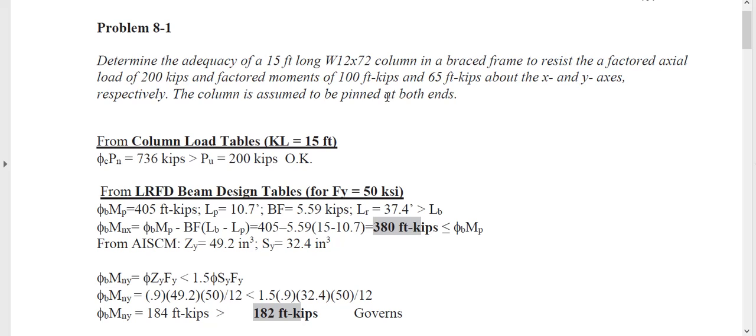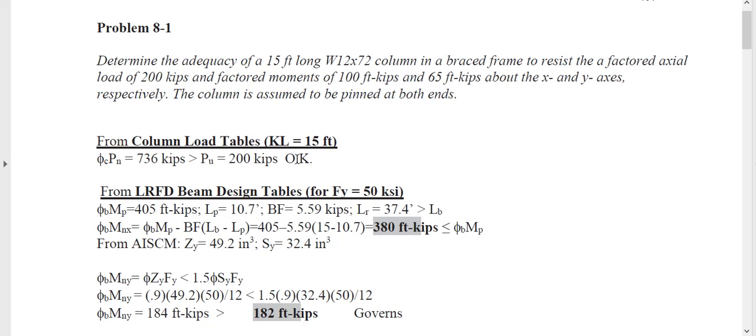Or if it is not given, we assume both ends are pinned. Now, if we know the support condition exactly, then we can find our K. You know how to find K. So based on KL, from the AISC manual, you should get this number as they got it. I did not check this number, so it should be okay. So phi Pn is 736. If you do not find this exact value in the AISC manual, whatever you find should be very close, so you can use that. That is not a problem. We found 736 and our Pu is 200.